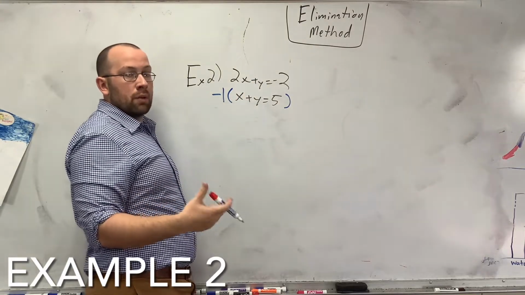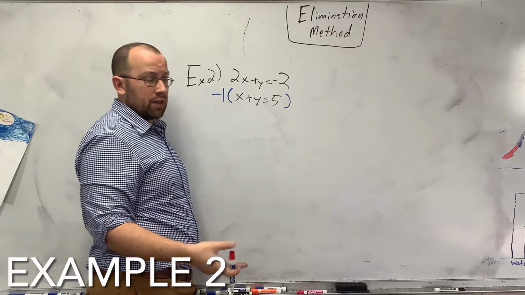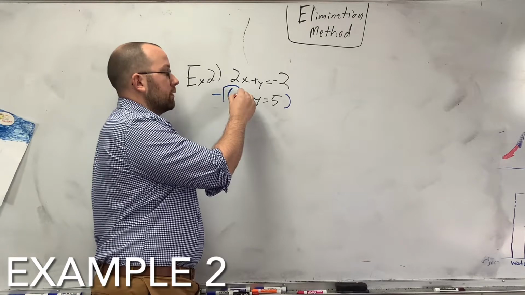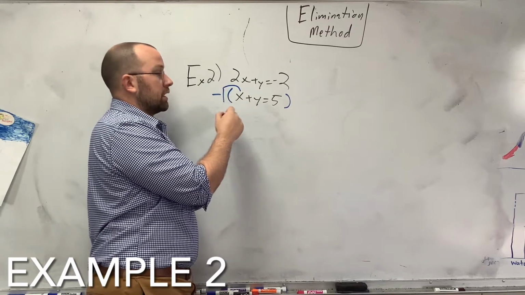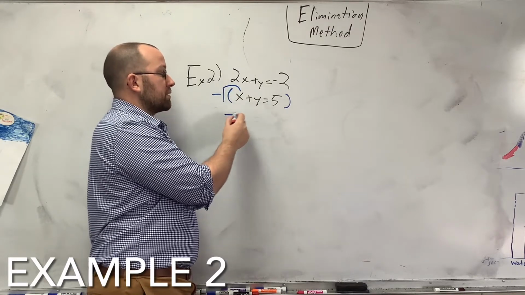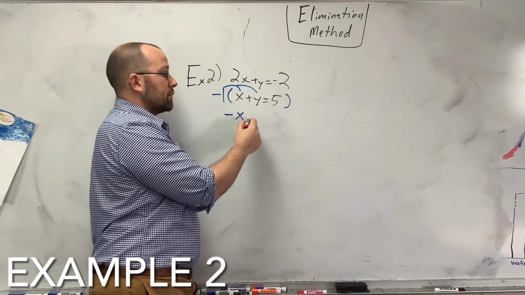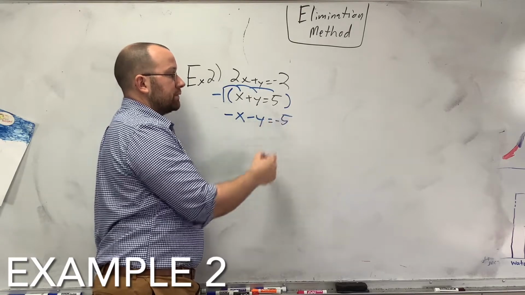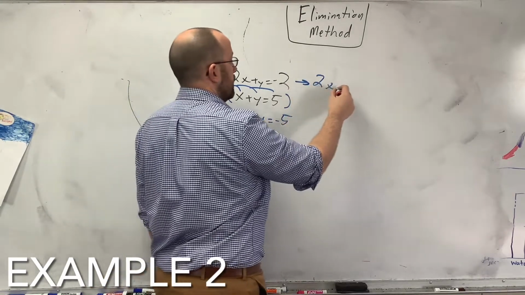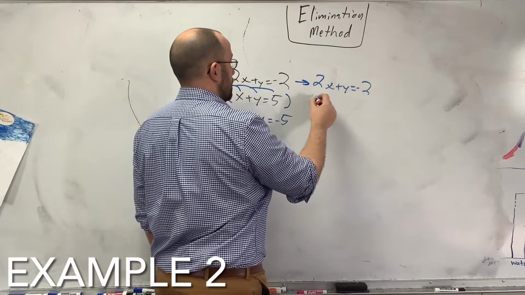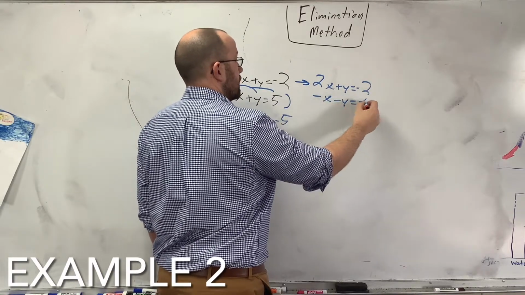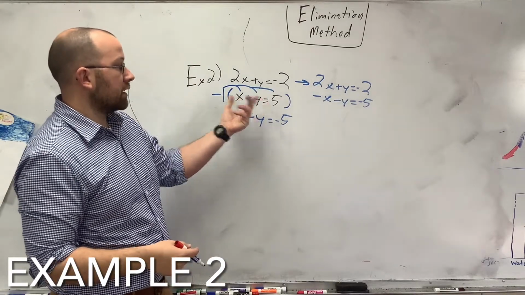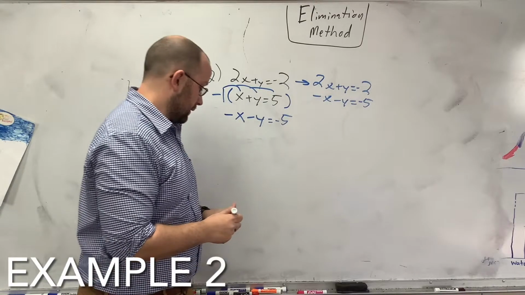But I have to make sure when I'm trying to make something an inverse, I multiply whatever it is by each piece, each term. So negative 1 times x gives me negative x. Negative 1 times y gives me negative y. Negative 1 times 5 gives me negative 5. Alright, now I have my inverse because I multiplied this entire thing to make it my inverse.